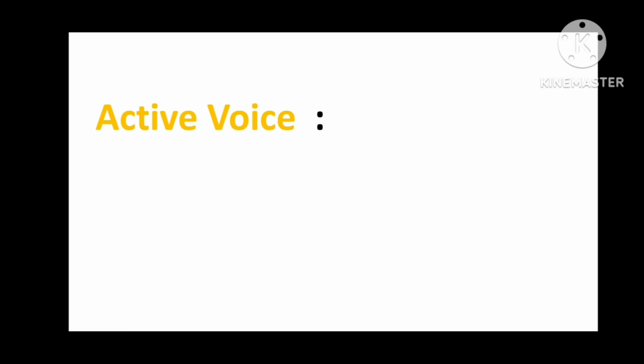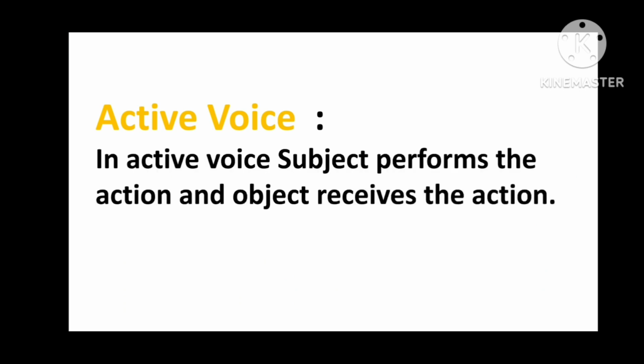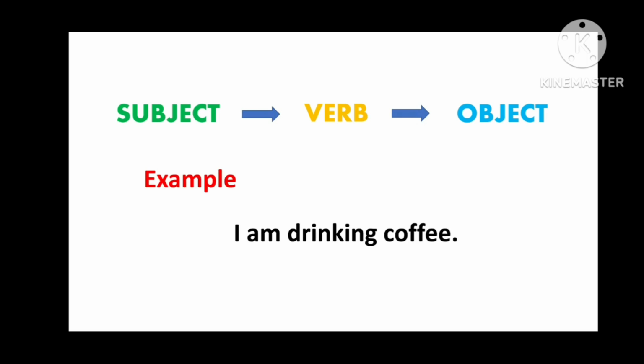First of all, what is active voice? In active voice, subject performs the action and object receives the action. Now there is a subject and an object in a sentence. Subject is the noun or pronoun which performs the action. An object is the noun or pronoun which receives the action. And the action is verb. So the structure of active voice is subject performing action on the object.